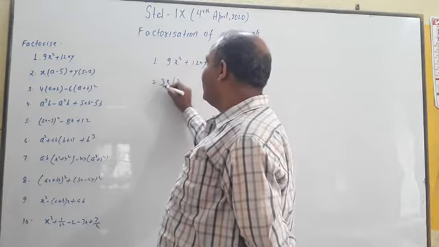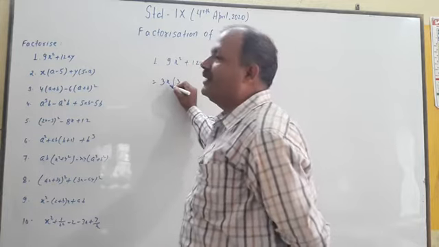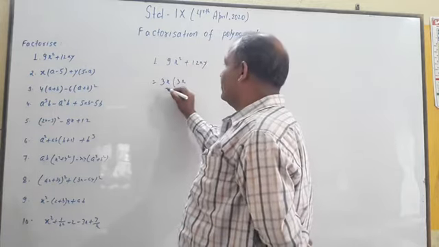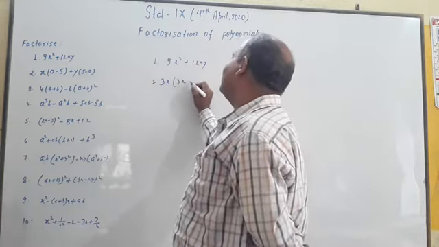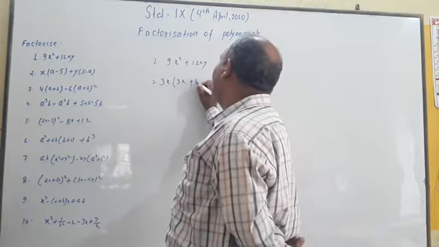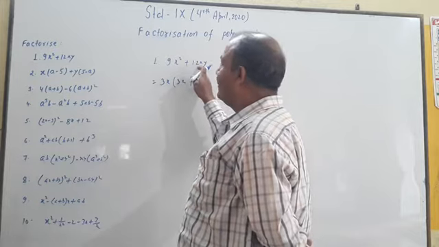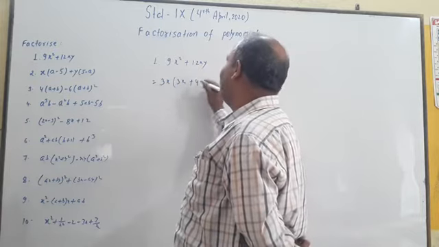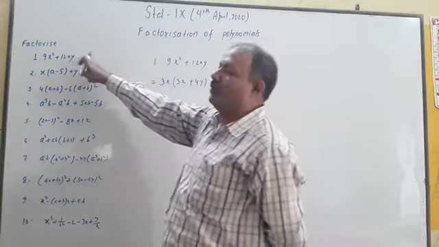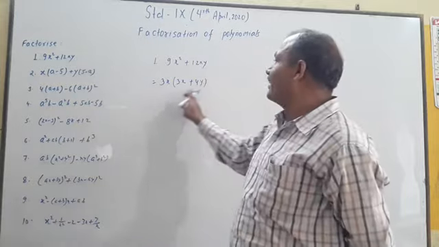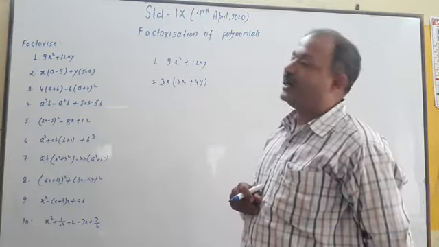When we divide 9 by 3, we will get 3. When x square is divided by x, we will get x. Now check, 3 into 3x is 9x square. In the same way, 3 fours are 12, and here single x is already in common, we will be left with y. This is the solution of this problem. This is in the factor form, 3x into bracket 3x plus 4y.